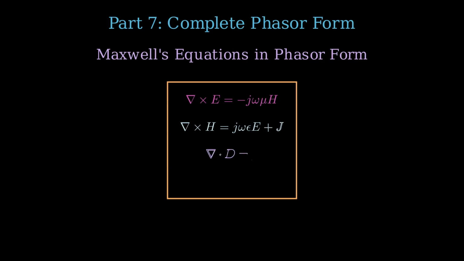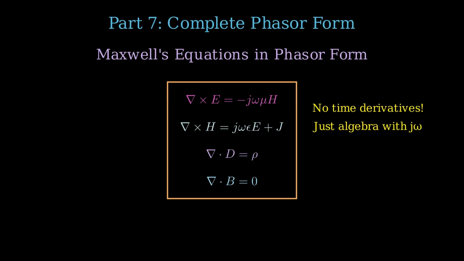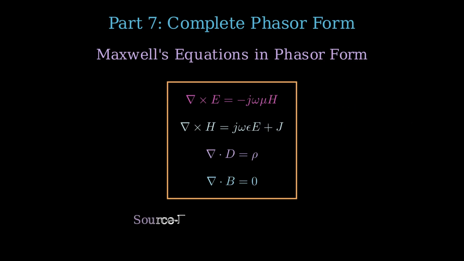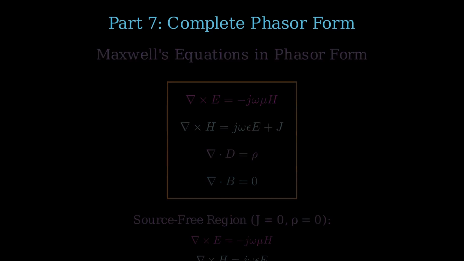And now, the complete set of Maxwell's equations in phasor form. Notice how clean they are. There are no time derivatives. All the complex time-dependent behavior is now captured by simple algebraic multiplication with j omega.